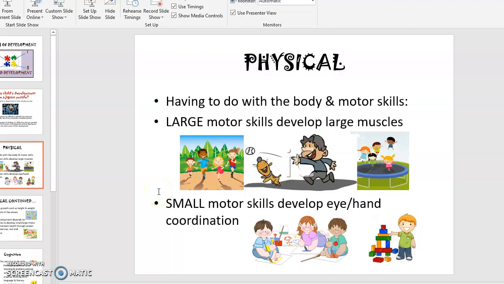We're going to start with physical development, and physical development has to do with the body and motor skills. Large motor skills, or sometimes we call them gross motor skills, develop large muscles like running, jumping, skipping, walking. Small motor skills, sometimes called fine motor skills, develop eye-hand coordination, and that's anything that they do with their fingers and their hands. So here you see children painting and working with blocks, or it could be dealing cards or moving cars and trucks around.